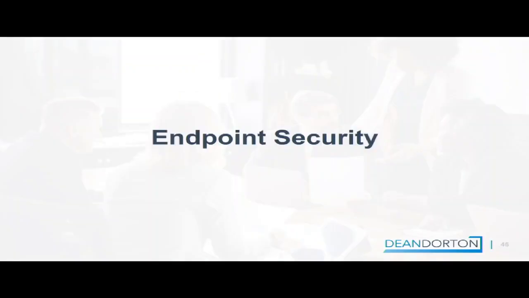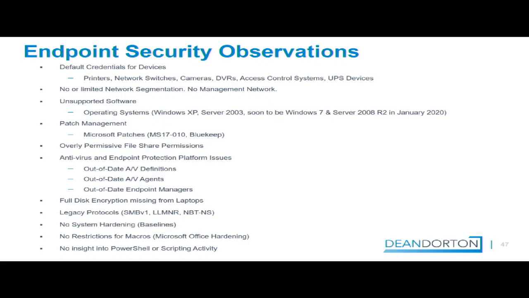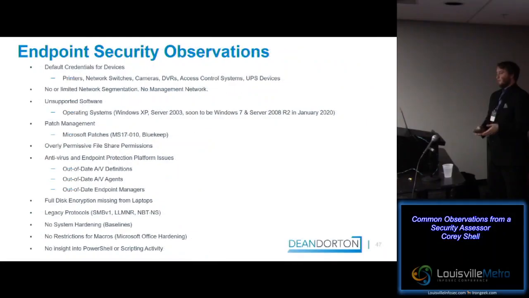Okay, we're going to move on to endpoint security. We got a lot on this slide, so something I see pretty much everywhere I go is default credentials for devices. So this can be printers, network switches, cameras, DVRs, access control systems, UPS devices. I always find at least one device with default credentials everywhere I go. Printers is pretty much every time, 100% of the time.